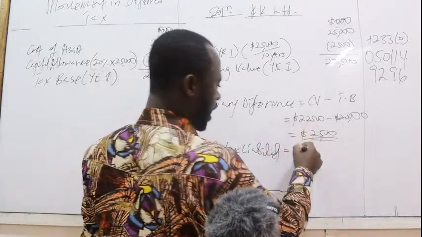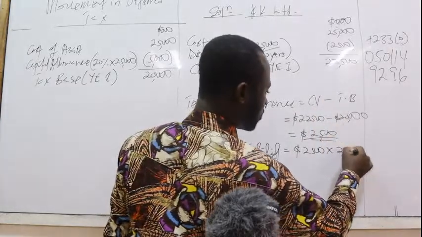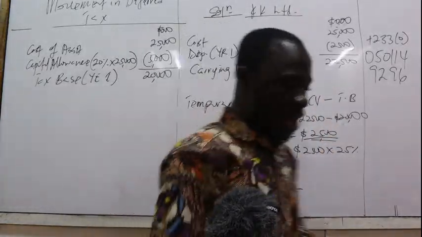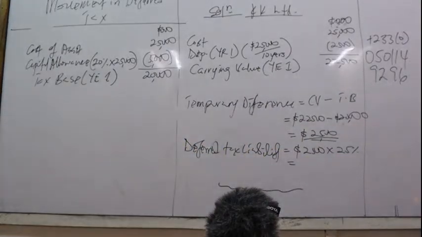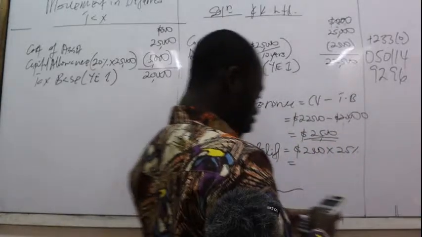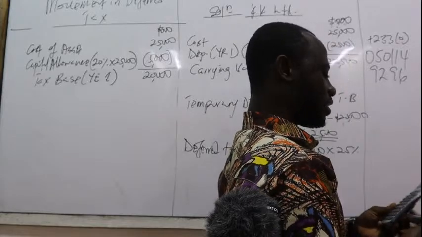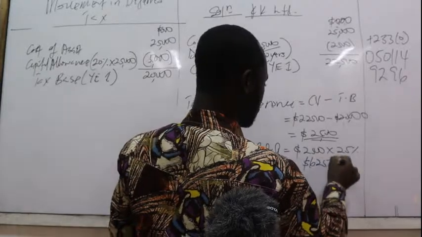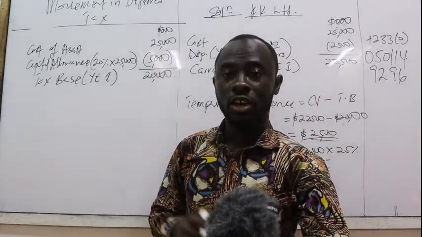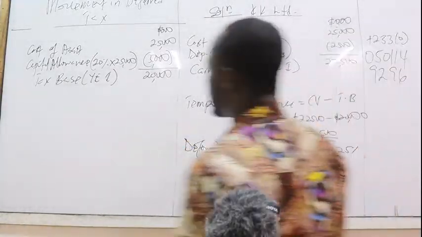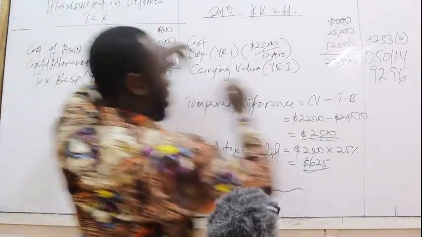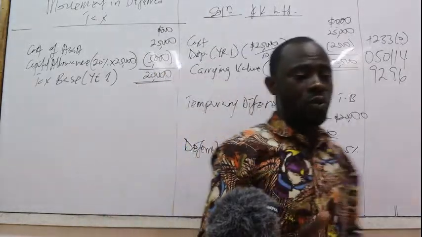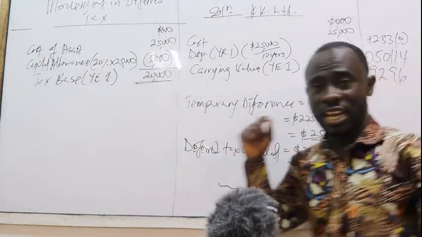So deferred tax liability will be equal to the temporary difference, 2,500, times the tax rate, which is 25%. So, what do we have for that? Let me grab my calculator. So 25% of 2,500, that's $625. So this is what happens in the books of the entity for the first year. We have a tax base, which is not going to come in our books. But remember, what's happening here? We are having a deferred tax liability, and that is for the first year.